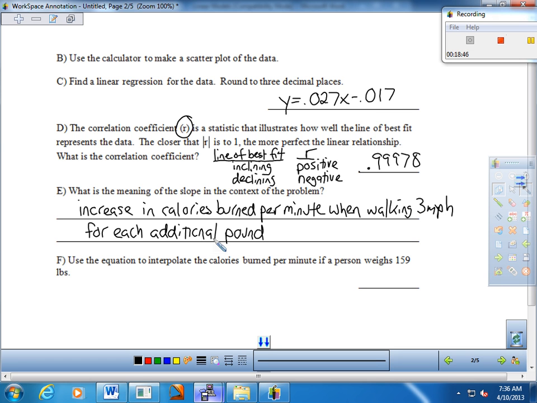Obviously, when we have a model, we use it to make predictions. So it says use the equation to interpolate. And everyone, if you would, can you go ahead and underline the word interpolate for me? The calories burned per minute if a person weighs 159 pounds. And I guess I would ask you this in terms of our variable quantities. Is this 159 right here, is that an x value or is that a y value? If you look at our data set from above, body weight was x. So guys, this is an x. I'm going to throw a little x right on top of that.